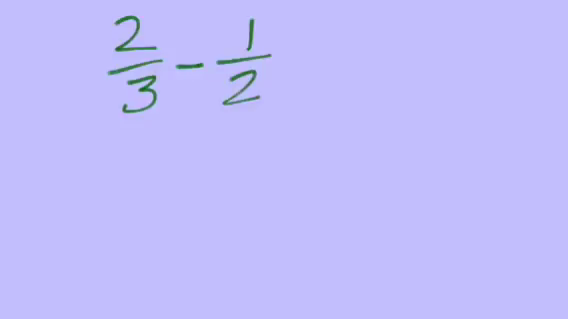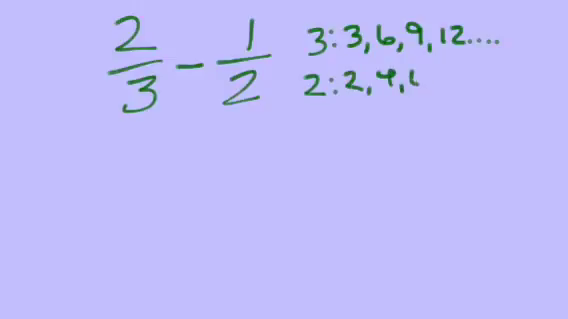Alright, let's try another one. Let's look at 2/3 minus 1/2. First step, let's find that common denominator. I can list out my multiples of 3 and multiples of 2. Multiples of 3: 3, 6, 9, 12, forever and ever. Multiples of 2: 2, 4, 6, 8, forever and ever. And what is my least common multiple, you ask? Do you see it?